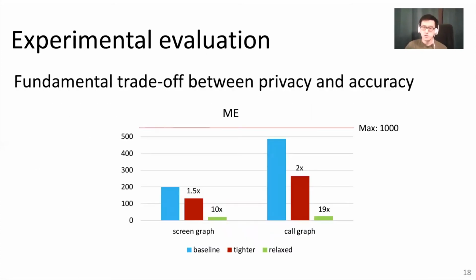The experimental results show a fundamental trade-off between privacy and accuracy. The baseline approach provides the strongest privacy protection, but yields the worst accuracy. As we can see, the other two approaches have much better accuracy, especially using the relaxed indistinguishability provides the best accuracy. That is 10 times and 19 times less error compared to the baseline approach for the two types of graphs. And if we only consider higher frequency nodes, the accuracy is even better.